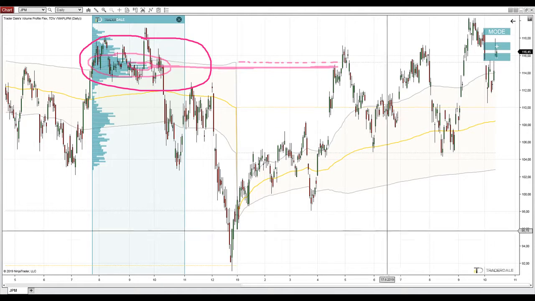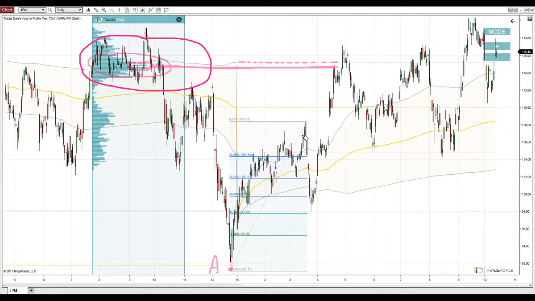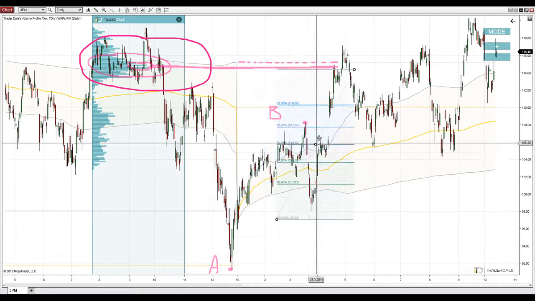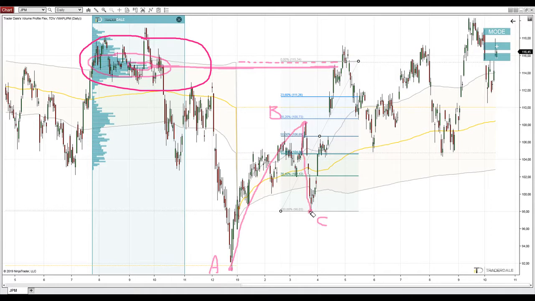And let me now use the Fibonacci tool. This is point A. This is swing point B. Now we move the Fibonacci tool like this. This is point C, so from A to B, from B to C, and from C to D. This is D. AB is the same distance as from C to D. This is an ABCD setup.